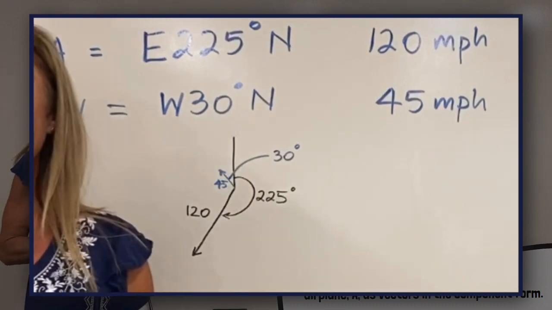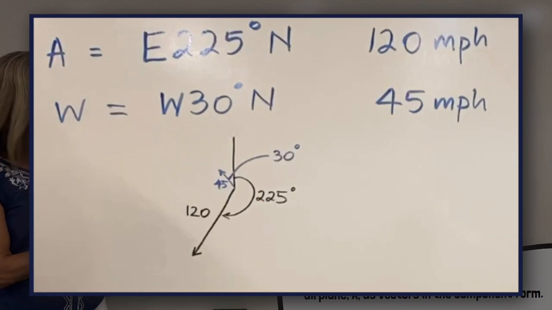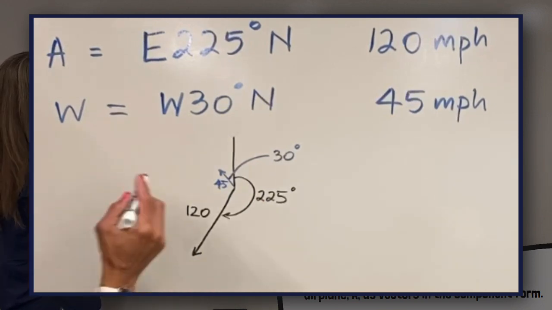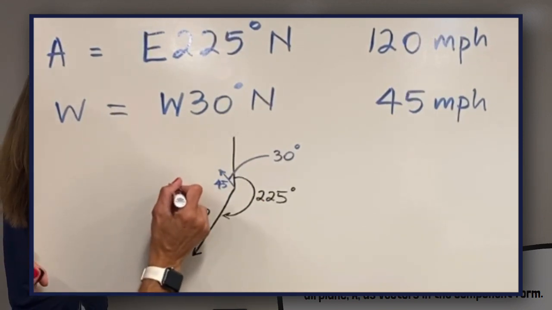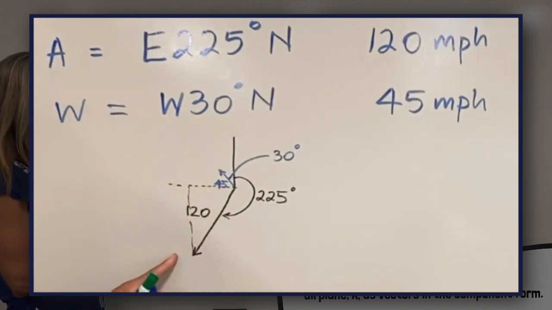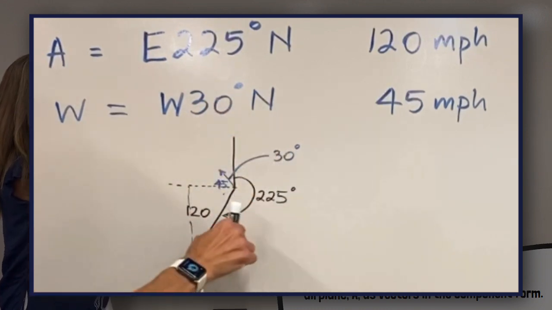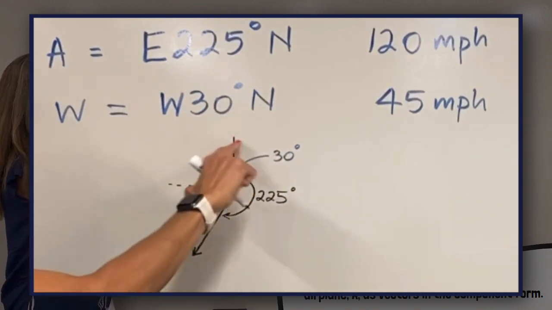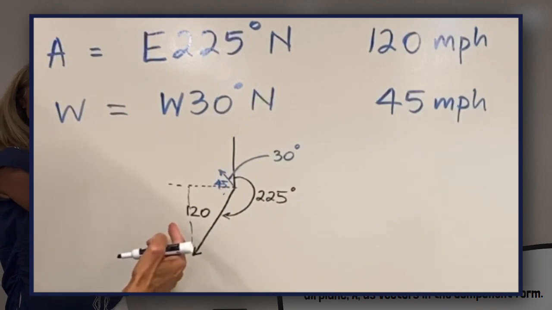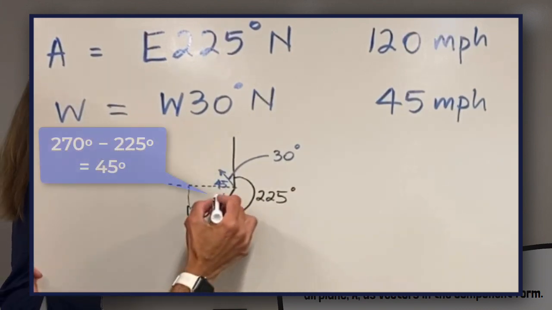Now, what we have to do is give these two vectors in component form. First thing, I'm going to draw in a horizontal dotted line, because if we're trying to give the plane in vector form, I want to determine what this angle in here is. 225 degrees all the way around. We know all the way to due west would be 270. So this missing angle is 45 degrees.